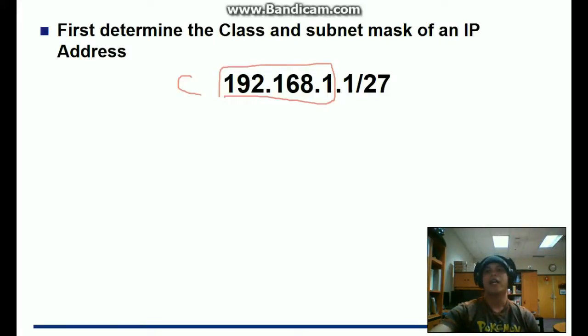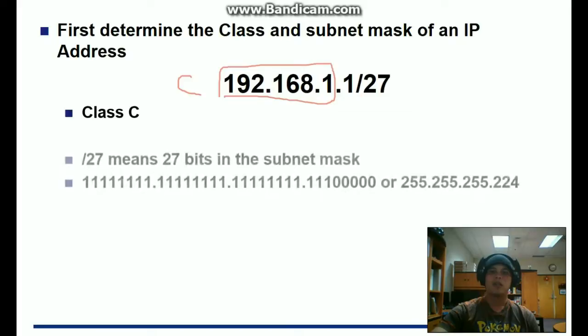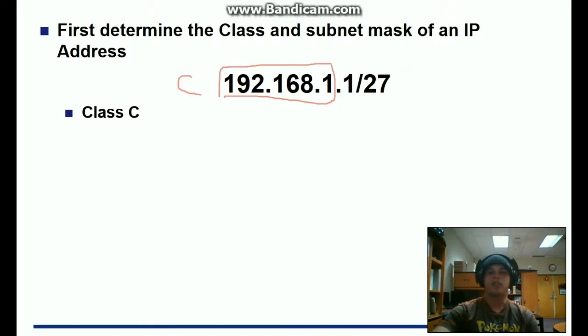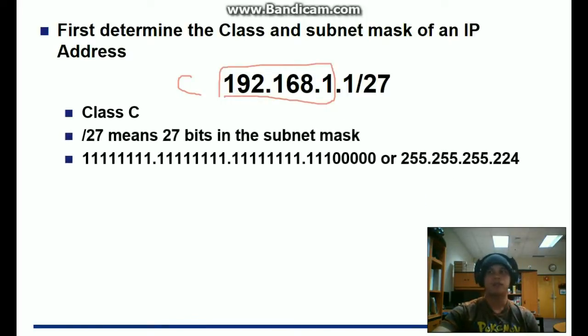So when we calculate subnet IDs, what we want to do is first find out what the class is. Bam, class C. Then what we need to do is find out what the subnet mask is. We should know that by default it is a /24 because it's a class C, but we were given a /27. So what does that mean? We need to identify that.